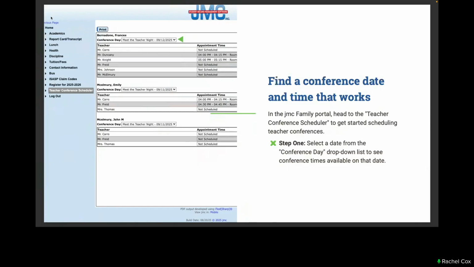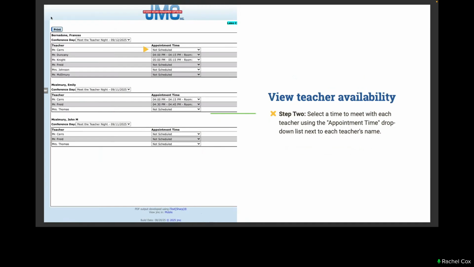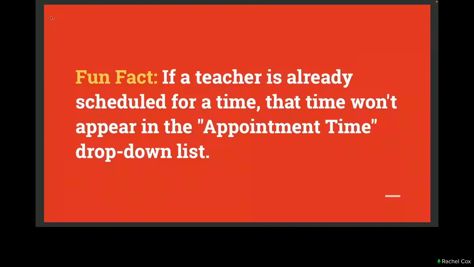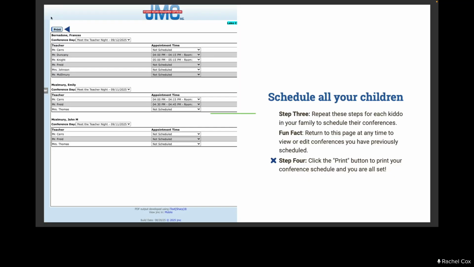So step one, and this is kind of similar to what you saw on the teacher side, you select a date from the conference day drop-down list to see conference times available on that date. Step two, select a time to meet with each teacher using the appointment time drop-down list next to each teacher's name. Fun fact, if a teacher is already scheduled for a time, that time won't appear in the appointment time drop-down list. Step three, repeat these steps for each kiddo in your family to schedule their conferences.